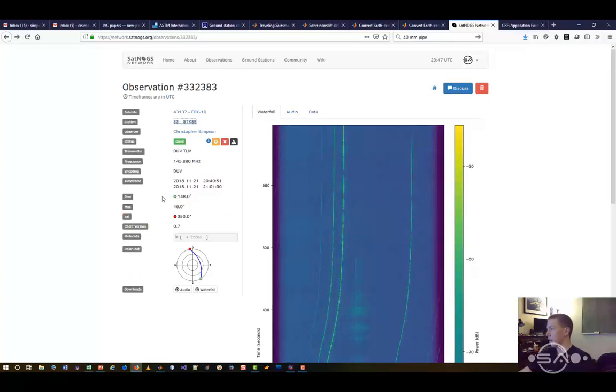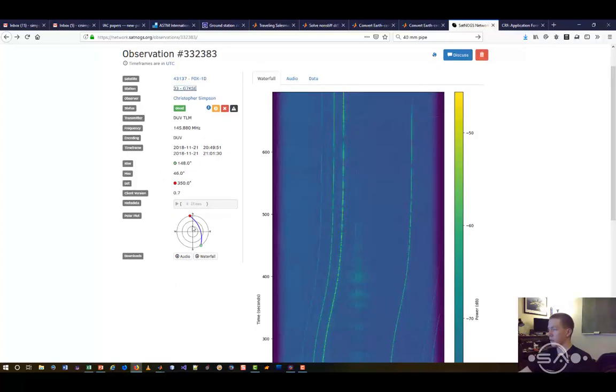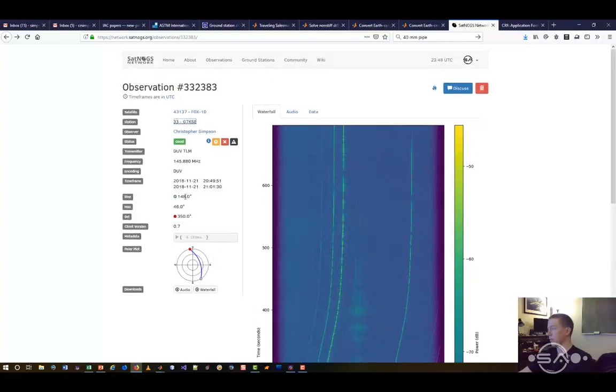So, there's a sky plot. SatNOGS calls it a polar plot. But as you can see, it starts in the south, goes across to the north, right? And so the rings are elevation, and then your azimuth is obviously where it's heading. It rises at 148 degrees azimuth, and obviously sets at 350. This has an elevation mask of 5 degrees, if I remember correctly.